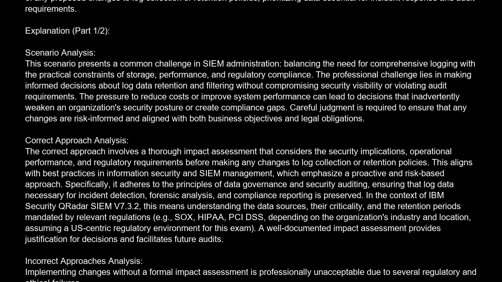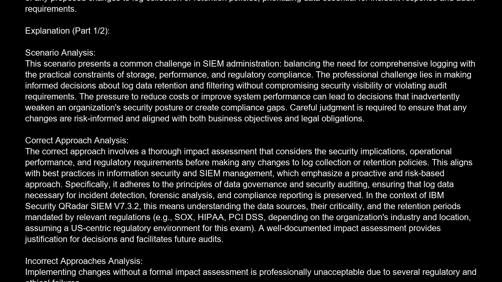Explanation. Scenario analysis. This scenario presents a common challenge in SIEM administration, balancing the need for comprehensive logging with the practical constraints of storage, performance, and regulatory compliance. The professional challenge lies in making informed decisions about log data retention and filtering without compromising security visibility or violating audit requirements. The pressure to reduce costs or improve system performance can lead to decisions that inadvertently weaken an organization's security posture or create compliance gaps. Careful judgment is required to ensure that any changes are risk-informed and aligned with both business objectives and legal obligations.